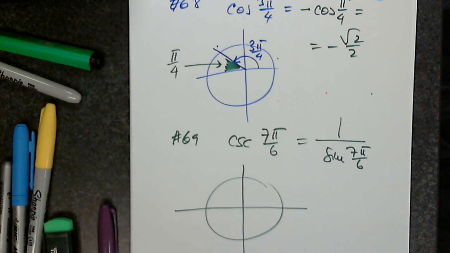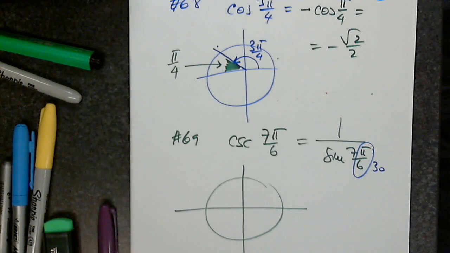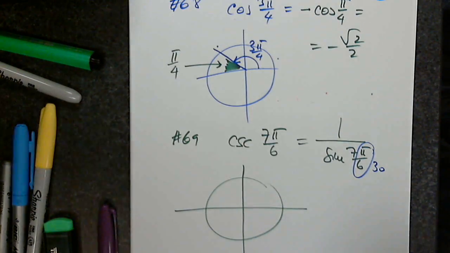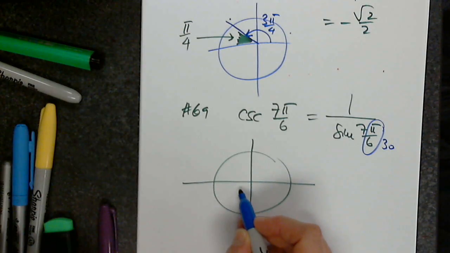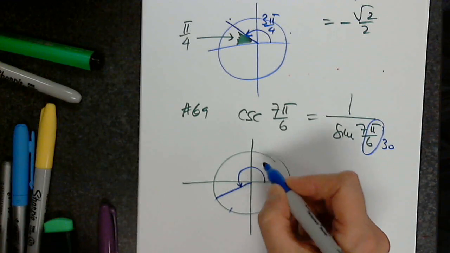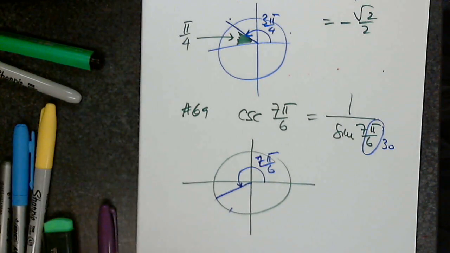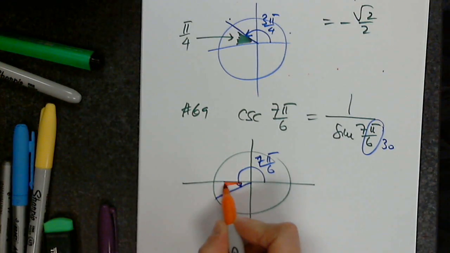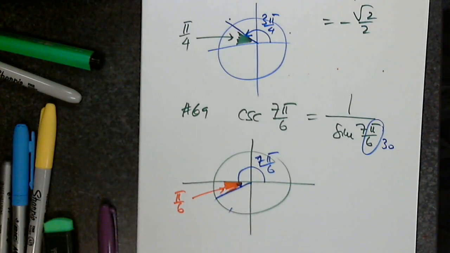Okay. Now, 7 pi over 6. Pi over 6 is 30 degrees. 7 times 30 degrees is 210. So this is 180. How much more do I go? 30. Good. So this angle is 7 pi over 6. Can anyone identify the reference angle for me, please? Pi over 6. Good. Right, it's 30 degrees.